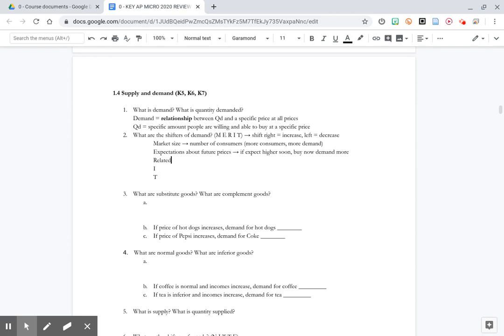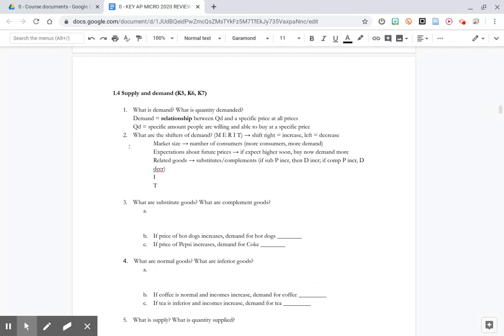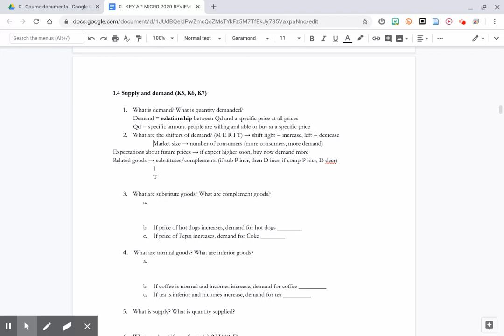The third one is related goods. And this is the idea of substitutes and complements. And we would say that if we have a substitute that goes up in price, then the demand rises. If substitute price increases, then demand increases for the particular good. And we would say if complement price increases, demand decreases. Trying to abbreviate so we can fit some things in here. In fact, I'm just going to make these off to the right a little bit so there's more space. So I'm going to start by explaining this one.